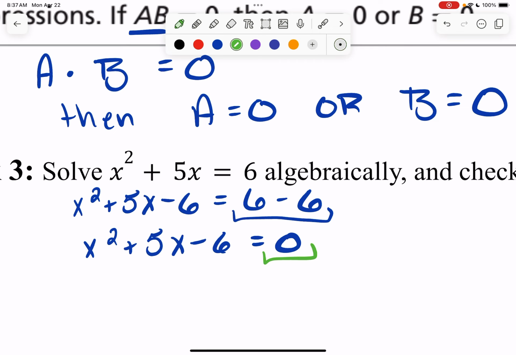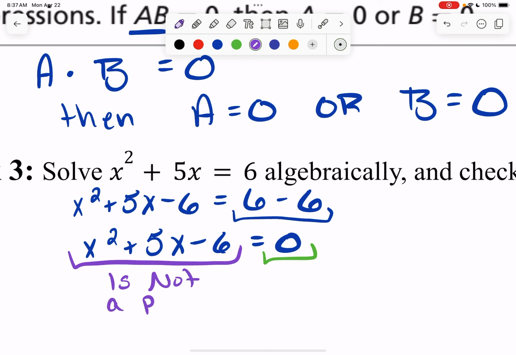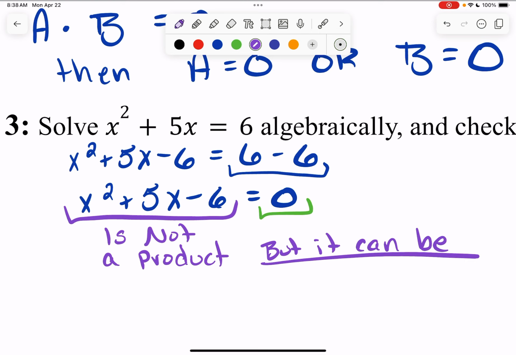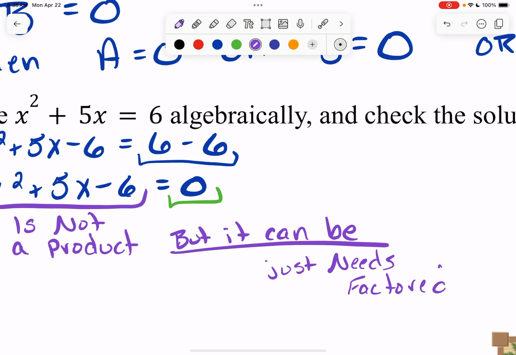But the zero product property doesn't apply because this left side here is not a product. The zero product property only works if I'm multiplying two things and getting 0. This is where factoring comes in. It's not a product, but it can be if I factor it. It just needs factored.